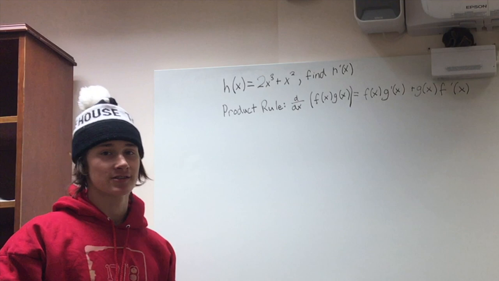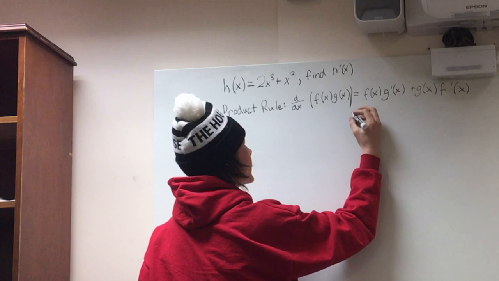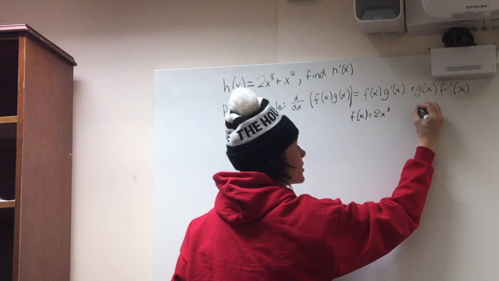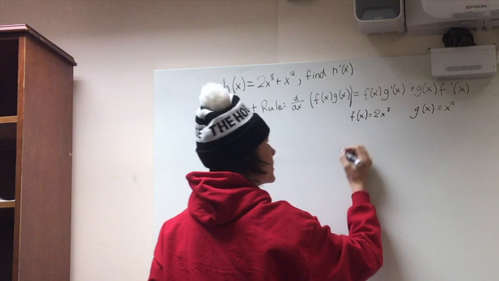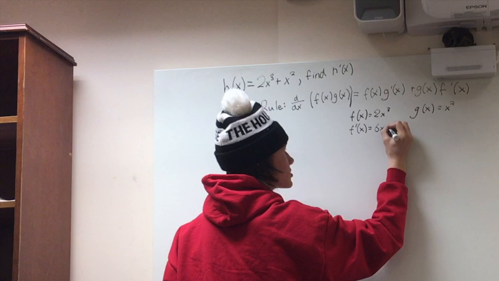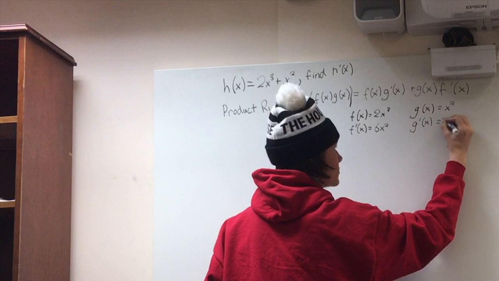So we can write it out as f of x equals 2x to the third, and g of x equals x squared. And then the derivative of f of x is going to be 6x squared, and the derivative of g of x is going to be 2x.